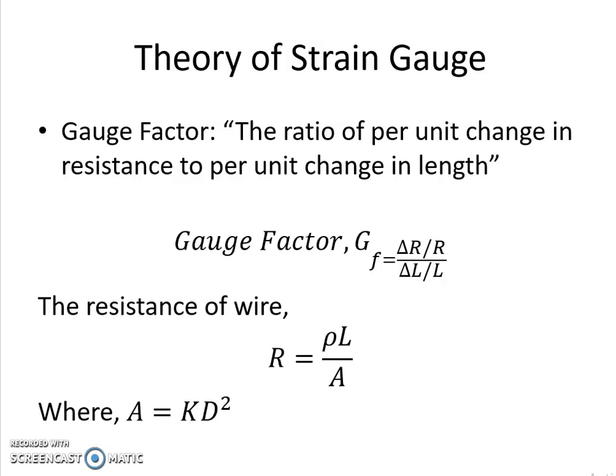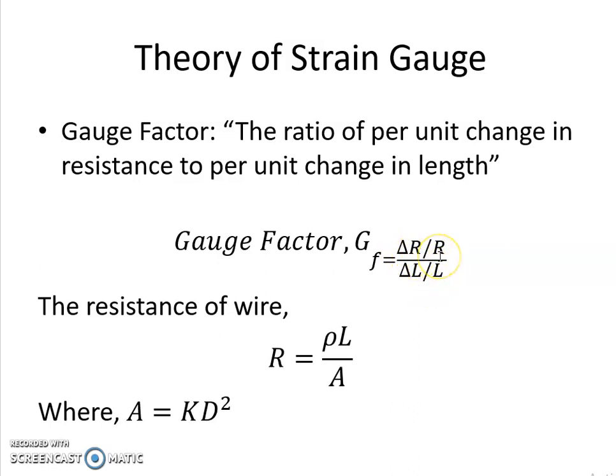Now the gauge factor is a parameter which measures the change in the value of resistance of a strain gauge. Now what is this gauge factor? Gauge factor is the ratio of per unit change in the resistance to per unit change in its length. It is denoted by GF, which is equal to delta R divided by R, divided by delta L divided by L.